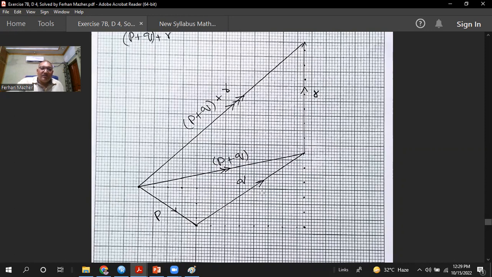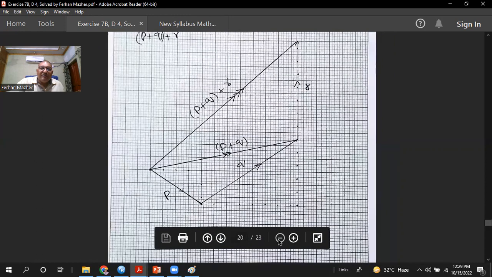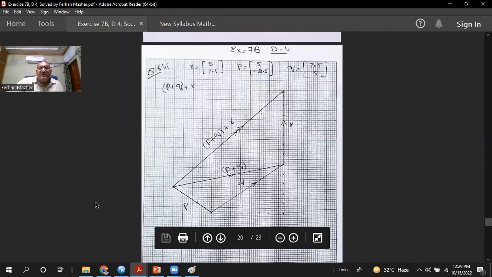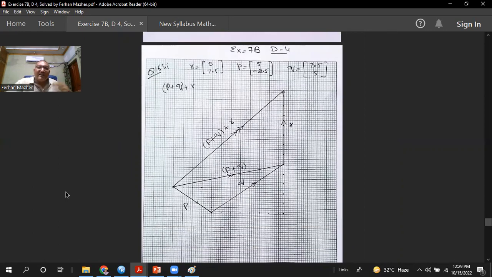Okay. So let me reduce the size so you can see it more clearly. So hopefully you understand. First I added P and Q. I got their resultant. In that resultant, I added R. So now this is the resultant of P plus Q plus R.